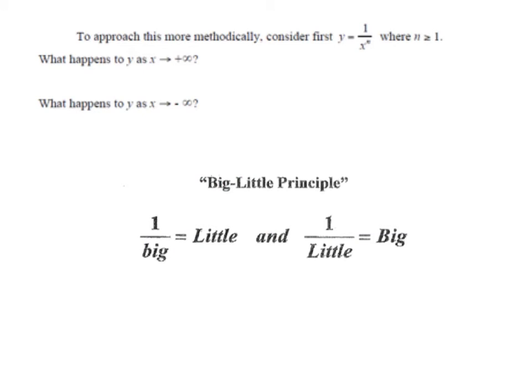So once again, when you have a limit as x approaches infinity, and you divide all the terms by the highest powered term, you're going to get what's called the big little principle, right? So 1 over an infinitely big number is going to be little, and 1 over an infinitely little number is going to be something big.